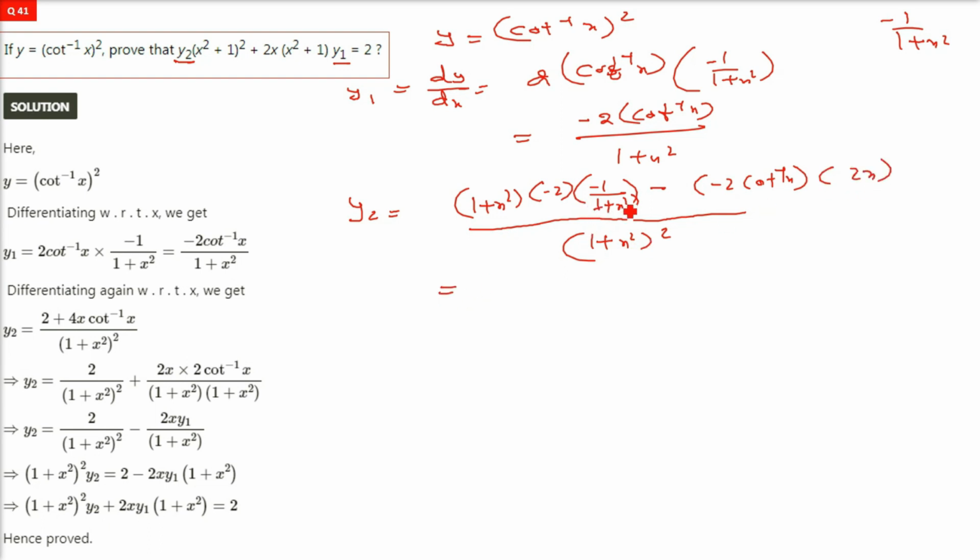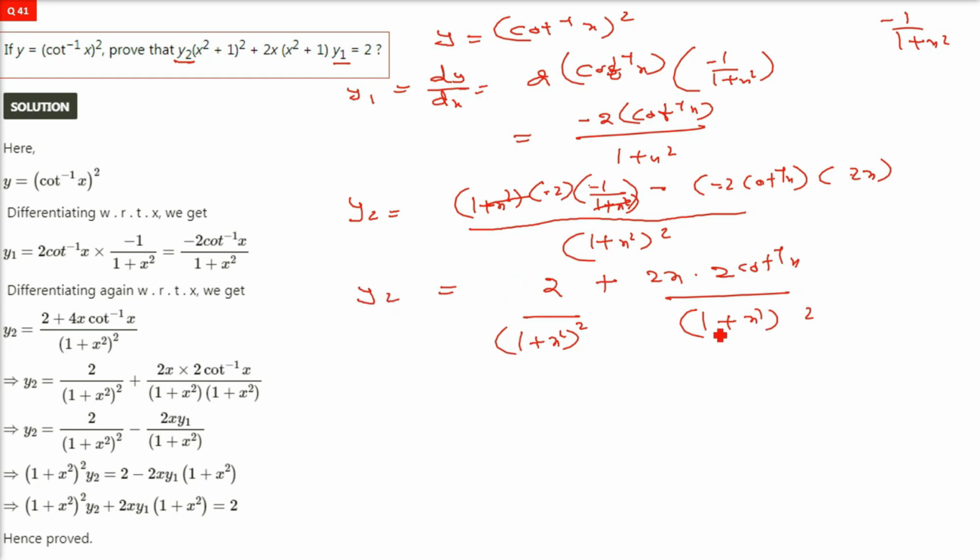Okay. So this 1 plus x square gets cancelled, minus plus, so 2. This also, minus will become plus. 2 into 2 you can write as 4x cot inverse x, so you can write it as 2x into 2 cot inverse x. Okay, (1 plus x square) whole square in the denominator. You can write it as 1 plus x square into 1 plus x square. So y2 is this: 2 by (1 plus x square) whole square.